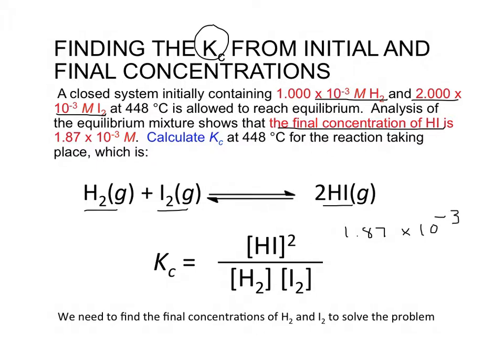Okay, we're asked then to find the equilibrium constant Kc. And so the first thing I'm going to do is write down the equilibrium constant expression, which is HI squared divided by the concentration of H2 times I2. These are going to be the final concentrations at equilibrium. Notice that we're already given the final concentration of HI. So what we really need to do is find the final concentrations of H2 and I2 to solve the problem.